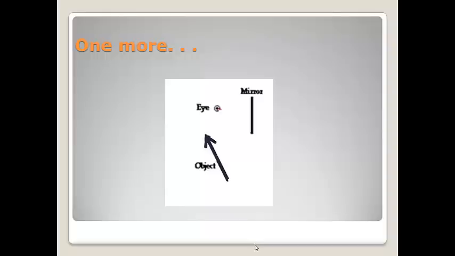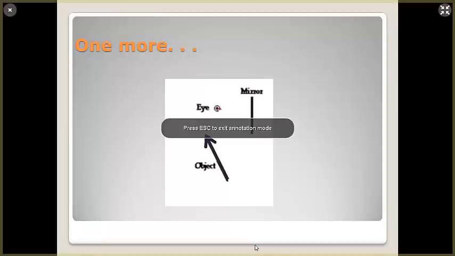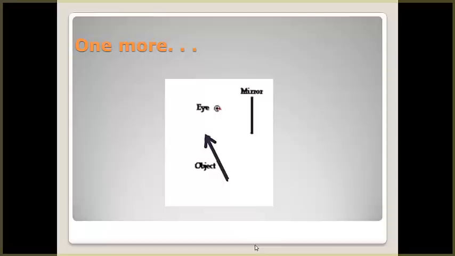Let's look at another example. Okay, so here I've got my object, I've got the mirror, and I've got my eye. What I want to be able to do is draw a simple ray diagram that shows what it is that we're able to see in the mirror. This one I'm going to do a little bit different than the previous example.